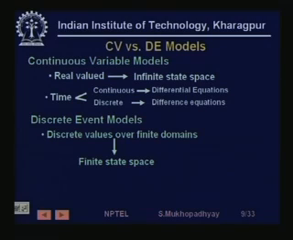So we have discrete values over finite domains, and therefore we have what is known as the finite state space. So the combinations of variables that can exist in a system are going to be finite.